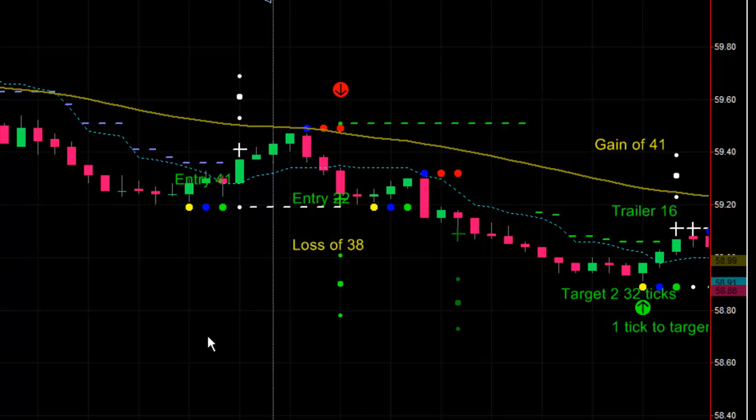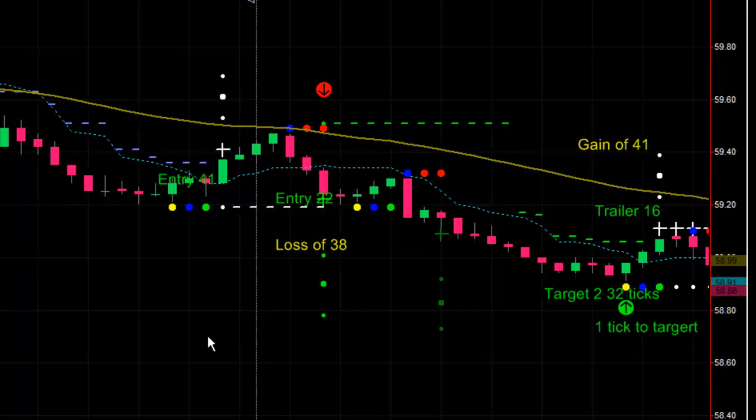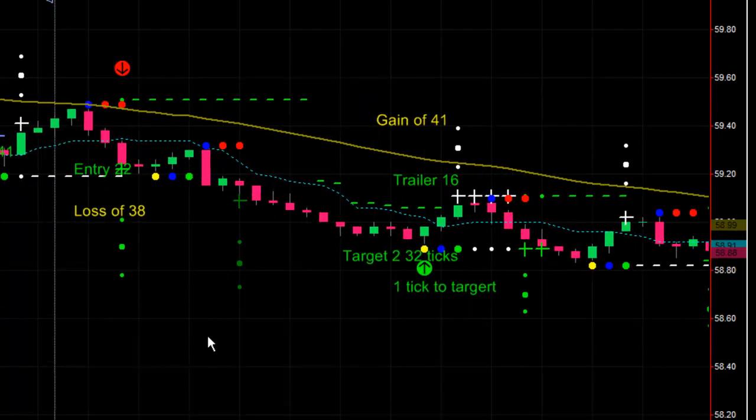It was 32 ticks to the second target. It got one tick to target. So again, anytime it hits one tick to full target, we consider that a full target winner. You mark it out. I assumed you only got 25 ticks out of the 32. So you had a gain of 41. You had the loss of 38. You're positive for the day. You're done. So no need to trade any further. Again, you didn't make a lot of money that day, but you didn't lose.